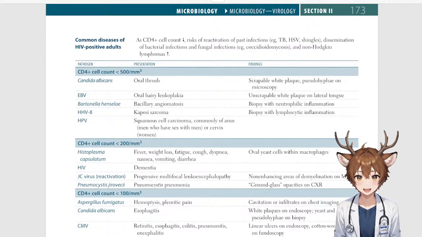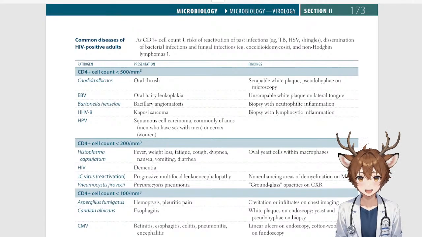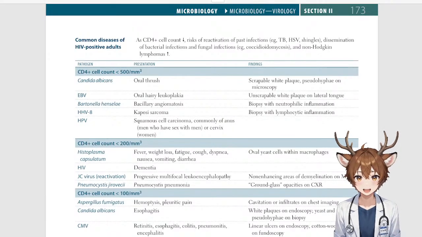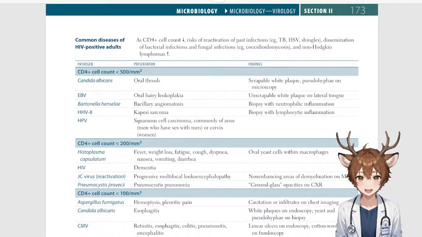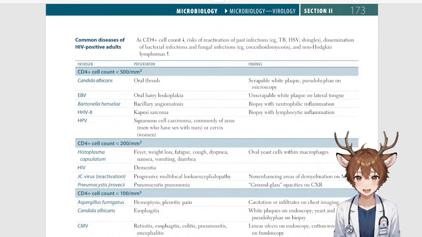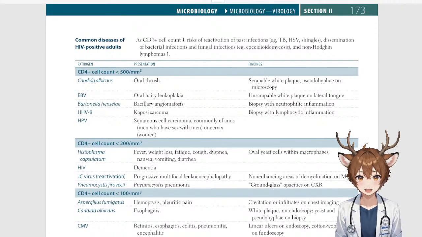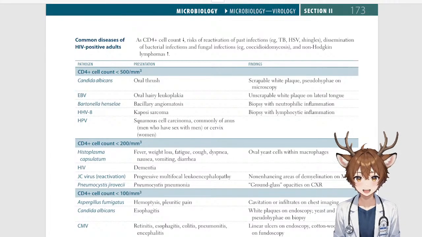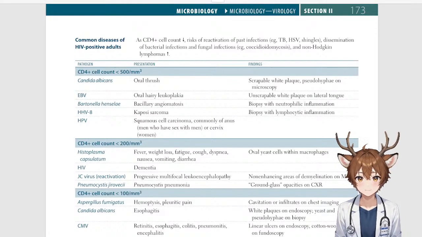For a CD4 count less than 500, what do we think? Candida albicans, oral thrush: you would find scrapable white plaque, pseudohyphae on microscopy. For EBV, you would have oral hairy leukoplakia. You would have unscrapable white plaque on lateral tongue. So if it's unscrapable, it's EBV. If it's scrapable, then it's Candida.